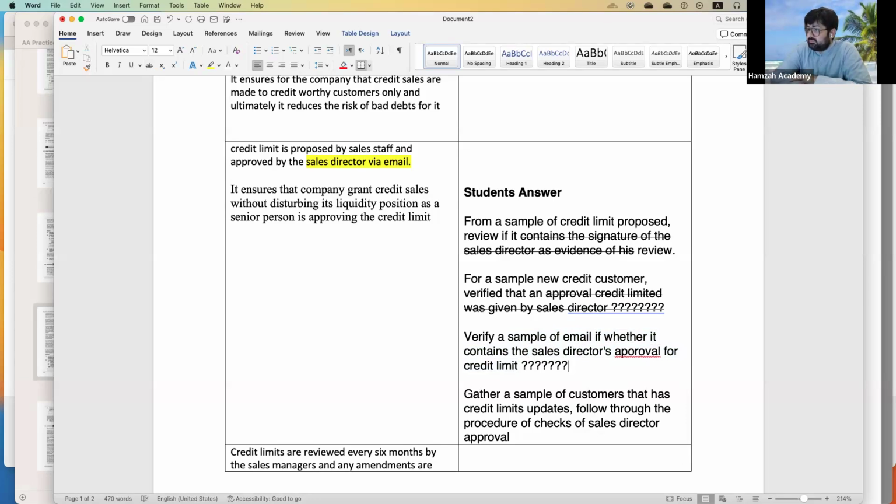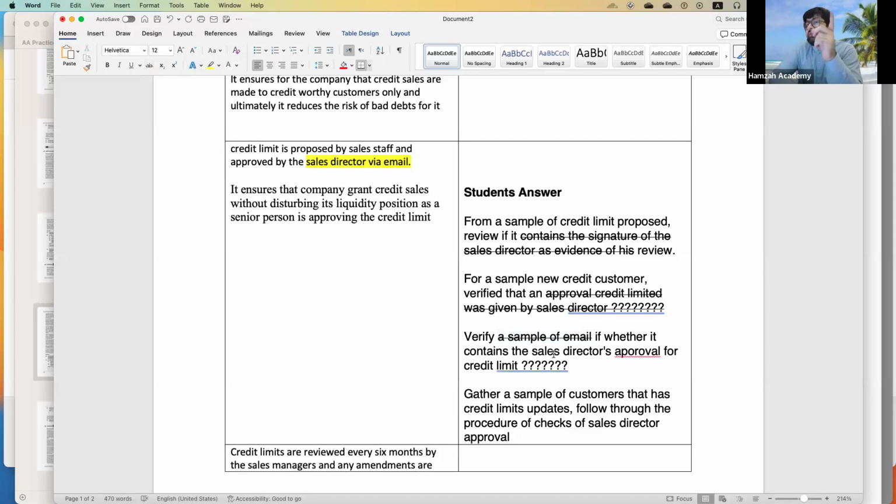Incomplete message. How is it incomplete? You have not mentioned the customers, receivables, sales, nothing like that. Verify a sample of email. Sample of email means in any email it will be present? No. So your start of the procedure is incorrect. Not from the sample of email.